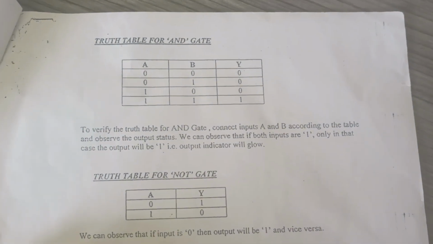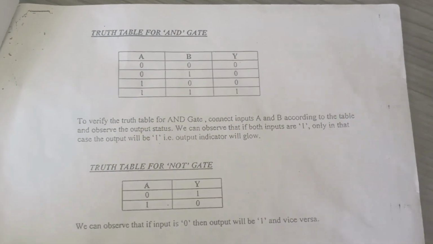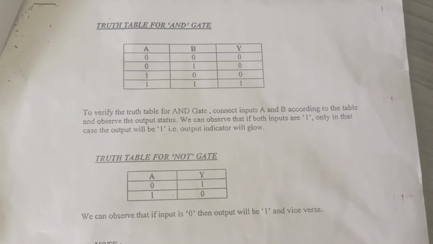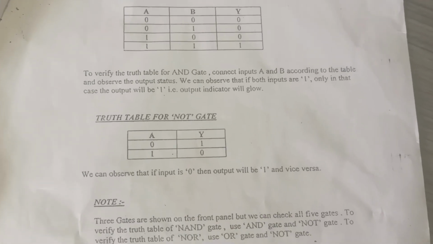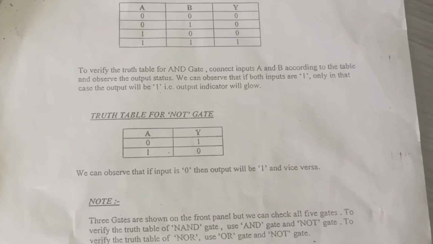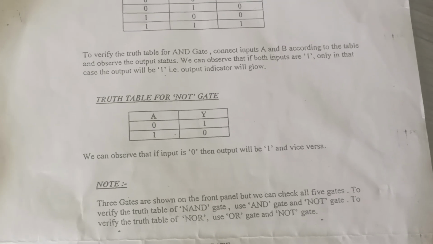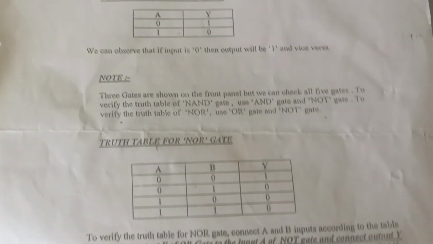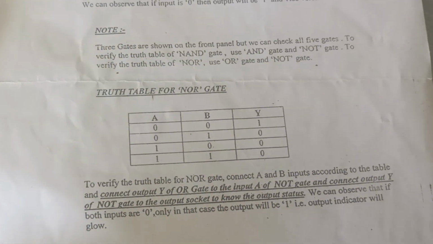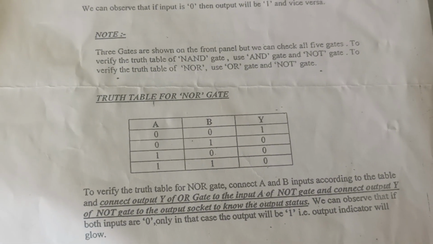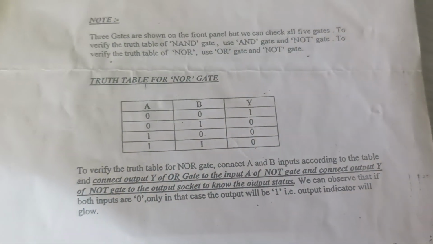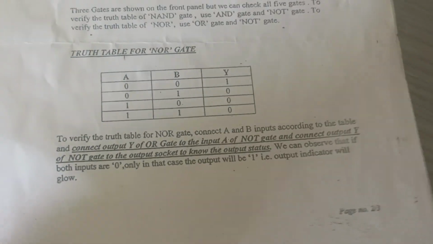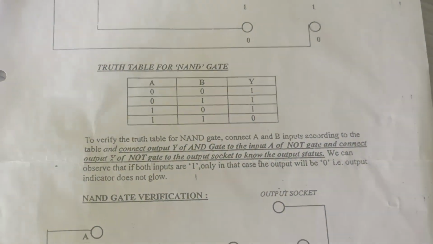This is the second gate, the AND gate, where A and B are the inputs and Y is the output. And this is the truth table for NOT gate. Similarly, the NOT gate has only one input and one output. And similarly, the truth table for NOR gate: in the NOR gate we have two inputs and one output. The last gate is this one.